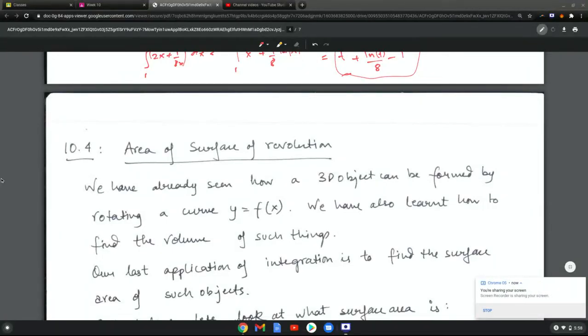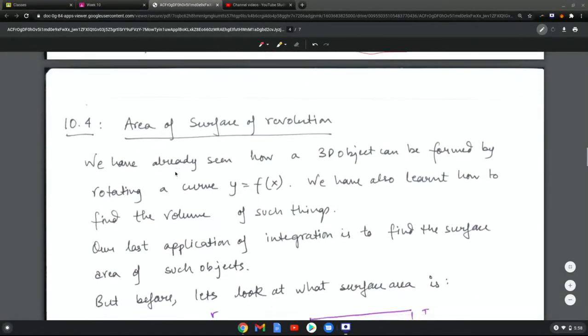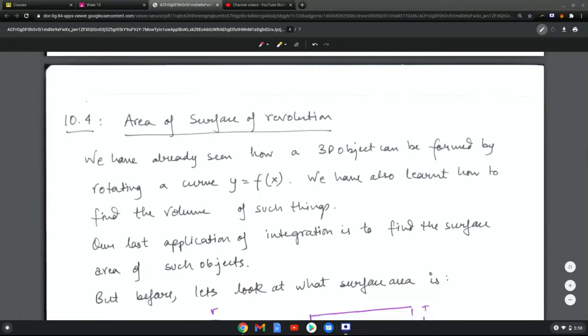Our next application is going to be finding the area of a surface of revolution. This is slightly different from finding area under a curve. Area under a curve, you're still in two dimensions. You're finding this area. Area of a surface of revolution is, let's say I take this line and I rotate it and I get this 3D object, and I'm finding the surface area of that 3D object. So it's slightly different.